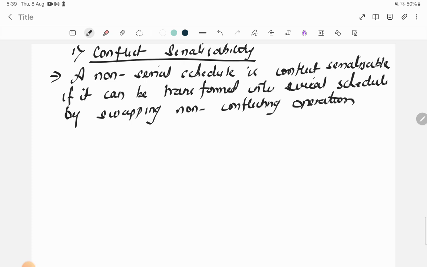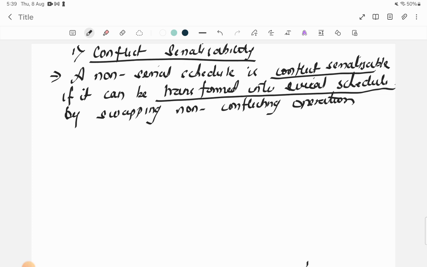We are going to swap the non-conflicting operations, and if after swapping we can transform a schedule into a serial schedule, it is known as conflict serializable. Okay, it is very simple. We just convert a non-serial schedule into a serial schedule.